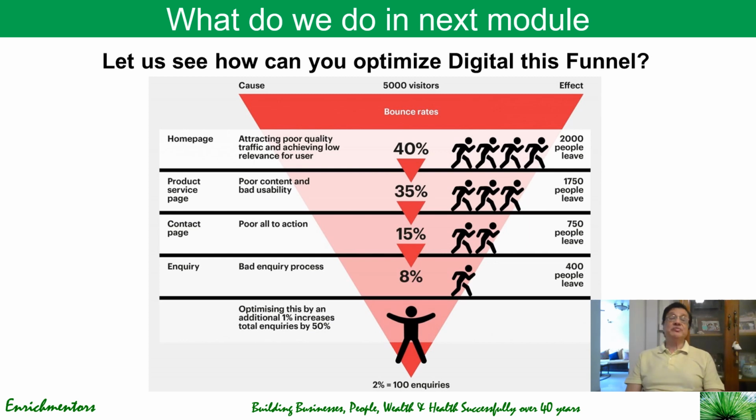So having looked at and understood the process, what do we do in the next module? In the next module, we will take you through an example and illustrate how you can optimize this digital funnel in this specific case, and we will illustrate the whole process of optimization.